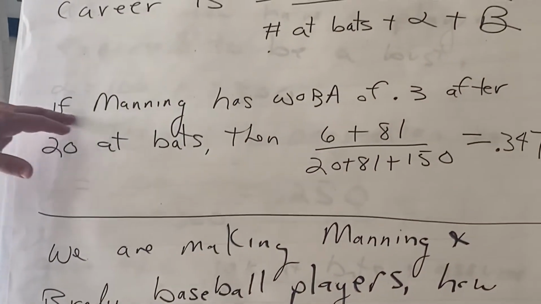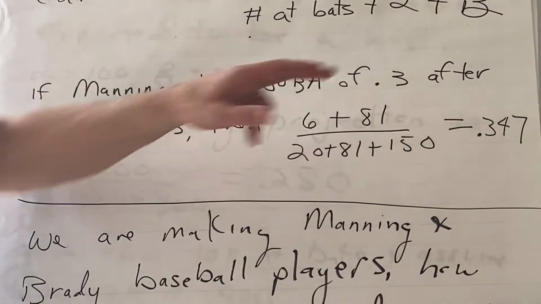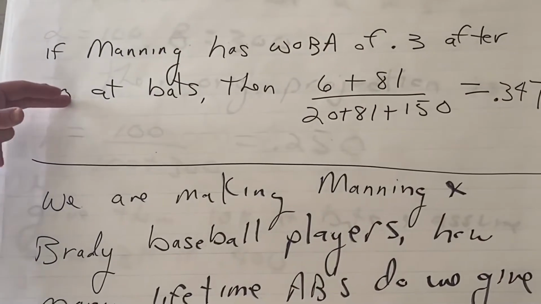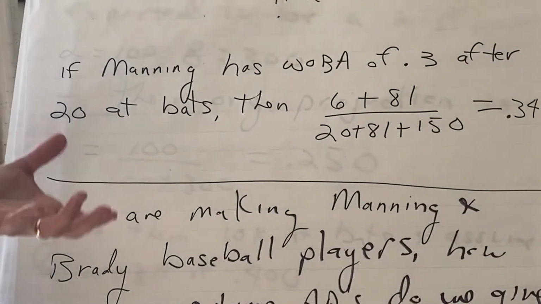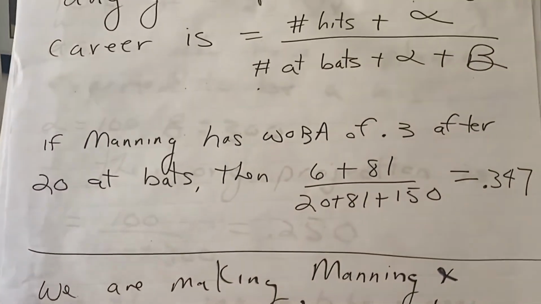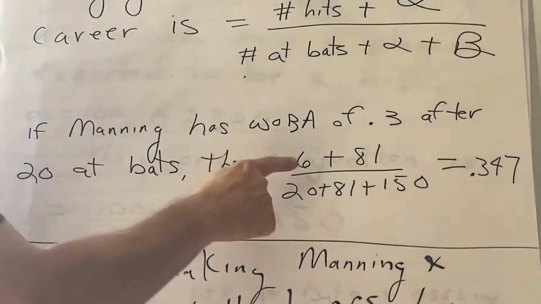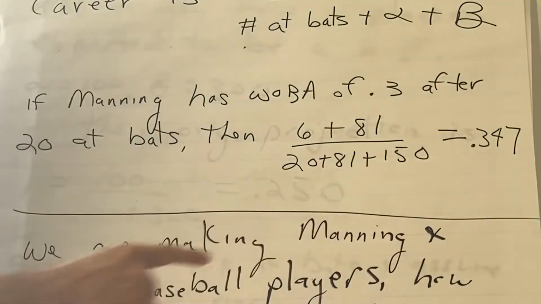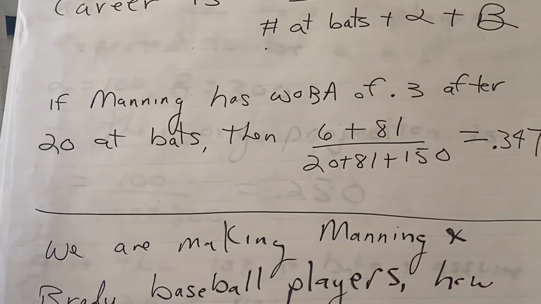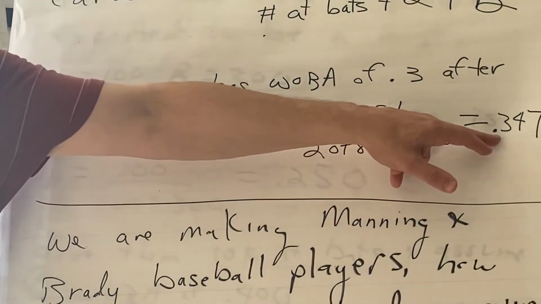Excuse me. And he has a WOBA of 0.3 after 20 at-bats. What would that be? That would be 6 hits out of 20 at-bats, wouldn't it? 6 hits, because 6 divided by 20 is 0.3. I plug in, and now his projection is .347. It dropped from the .351. So that is the updated projection.